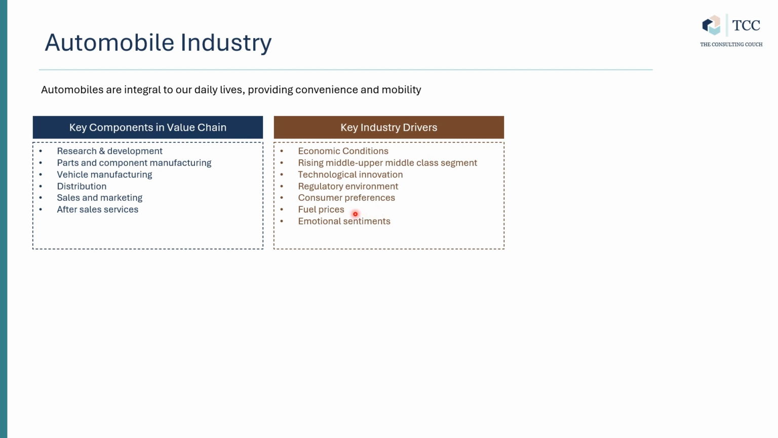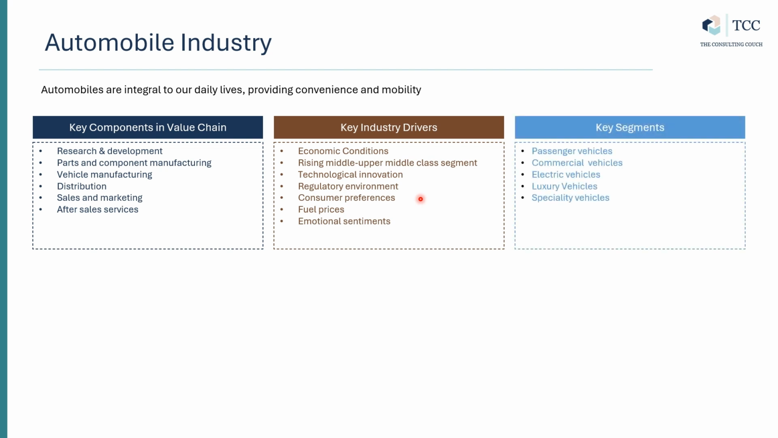Fuel prices. Needless to say that fuel prices have a great influence on consumer choice between fuel efficient vehicles versus electric and conventional vehicles. Now, we are going to discuss key segments. Now, how the automobile industry is divided in the major headers. The first one is passenger vehicles. This includes sedans, hatchbacks, SUVs, and crossovers, which we buy usually for a day-to-day need, for our family needs, etc.